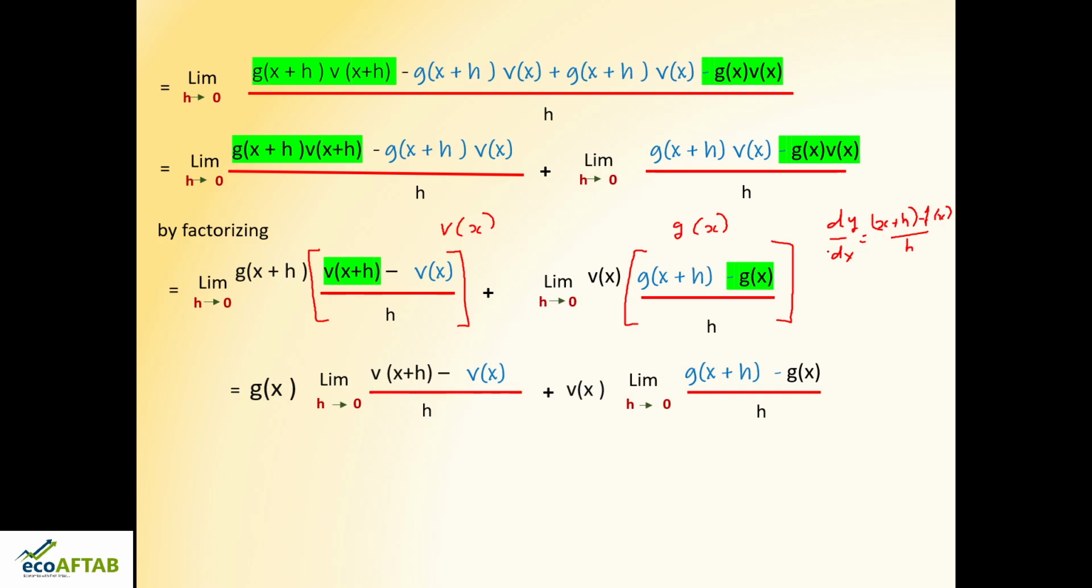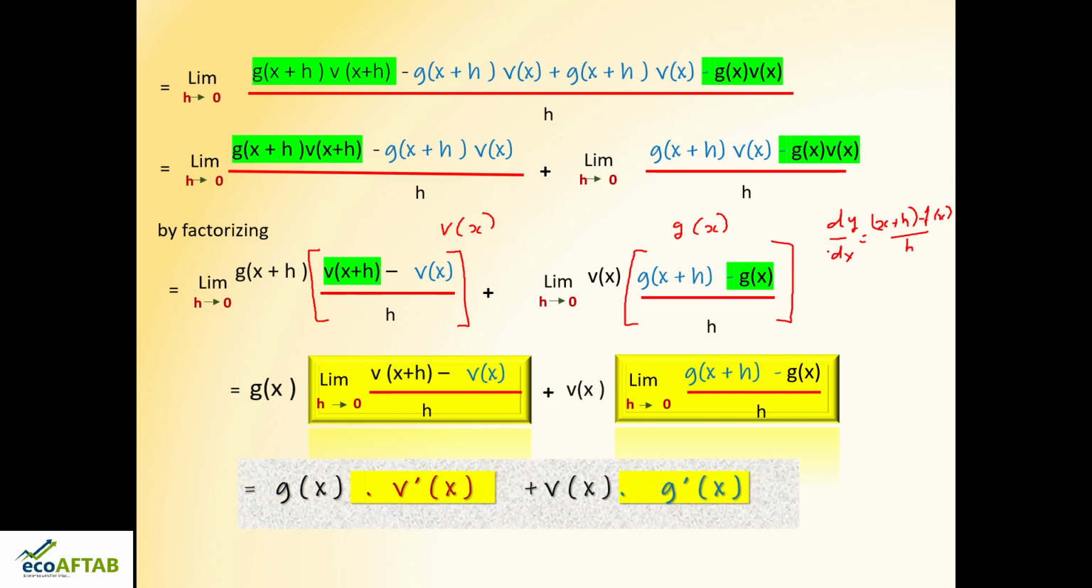Now see here the last part. This is our v of x and this is our g of x. So when we write it once more, we get our original formula from which I had started: g of x into derivative of v plus v of x into derivative of g. So this is what we started with, and this is how we have derived the formula for the product rule of differentiation. I hope it is clear till here.